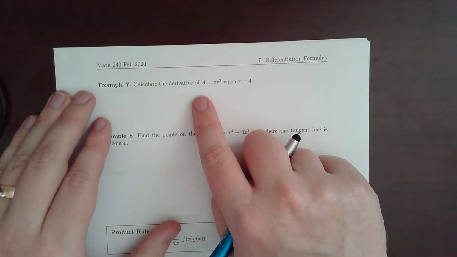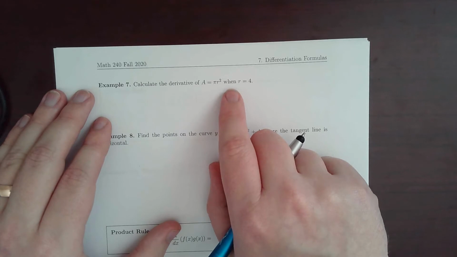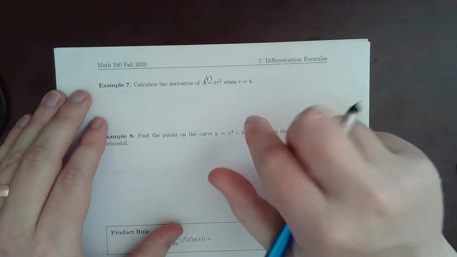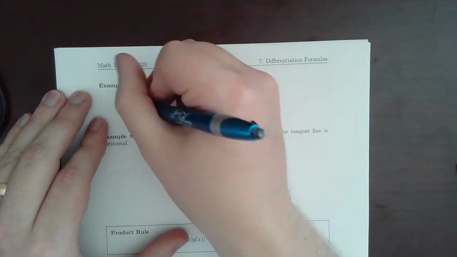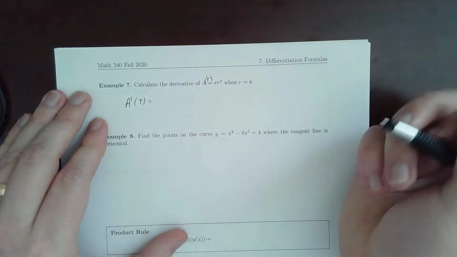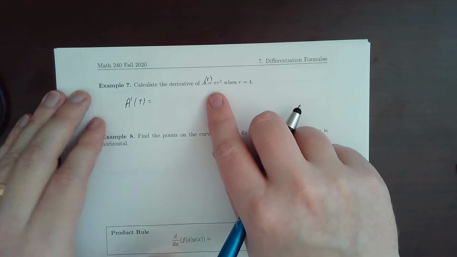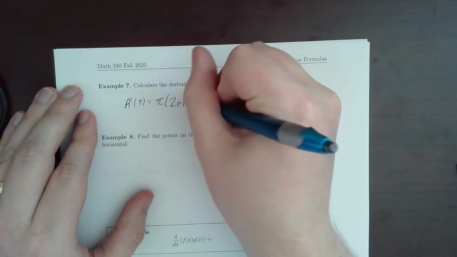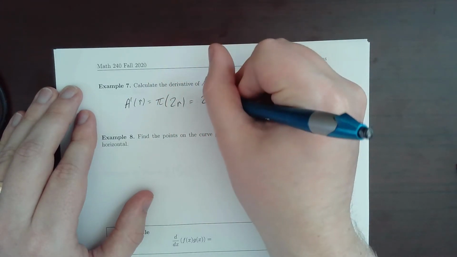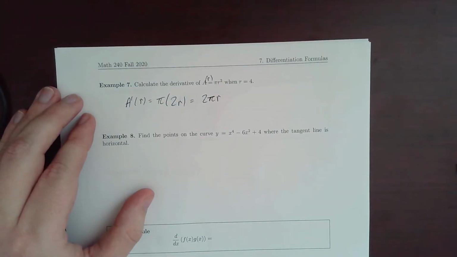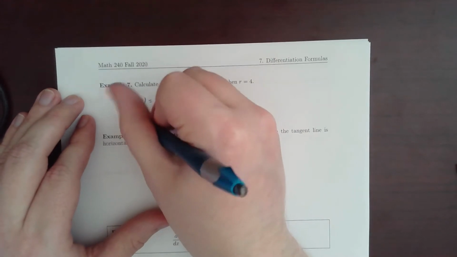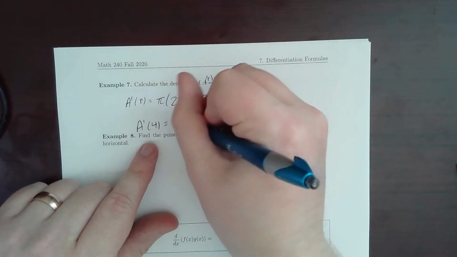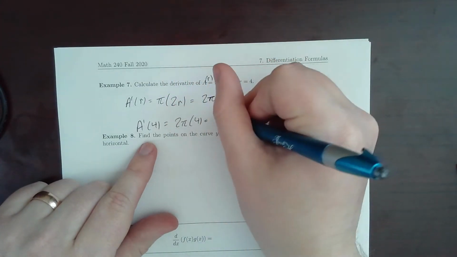Say we want to calculate the derivative of some function A, which depends on r, which is equal to pi r squared. So I should say A of r, when r equals 4. So first we want to find A prime of r. And so this will just be the derivative of this. Pi is just a number, so it'll be pi times the derivative of r squared, which will be 2r. So it'll be 2 pi r. Pi r squared, 2 pi r, those look familiar. Anyways, if we want to find the derivative when r equals 4, then all we have to do is plug in 4 for r. So that's 2 pi times 4, or just 8 pi.